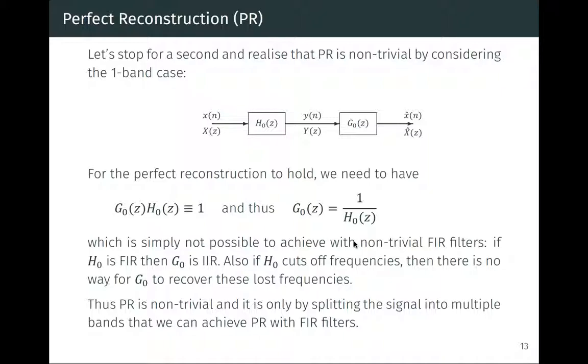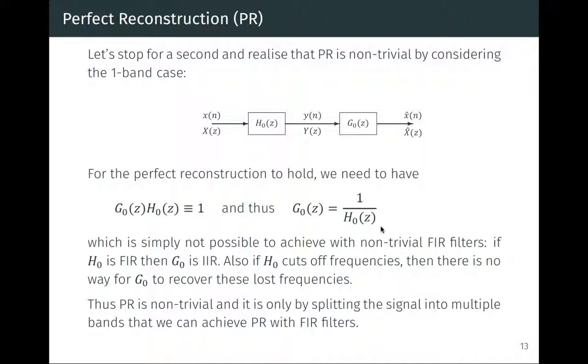So if you just have one band, okay, so you don't try to separate between high frequencies and low frequencies, you just have your signal, you apply a filter, and then you apply another filter, and you want to reconstruct the signal. And in most situations, that would be actually very hard to design. That is because, well, the first thing, if your H0 is an FIR filter, then G0 has to be 1 over H0, and obviously it has to be an IIR filter, so that's kind of not nice.